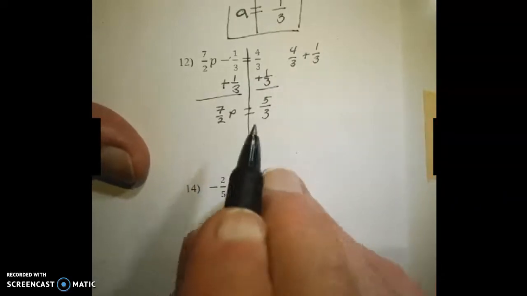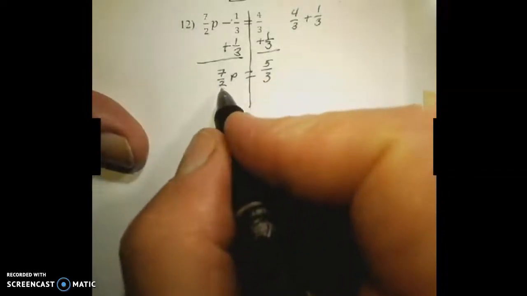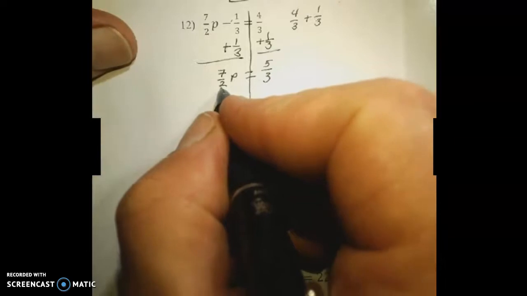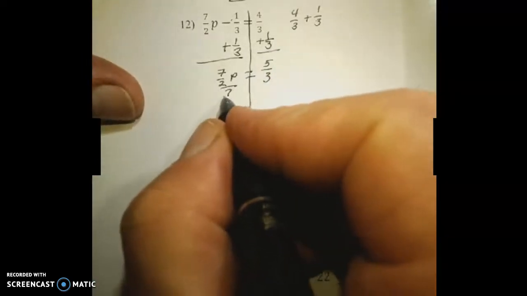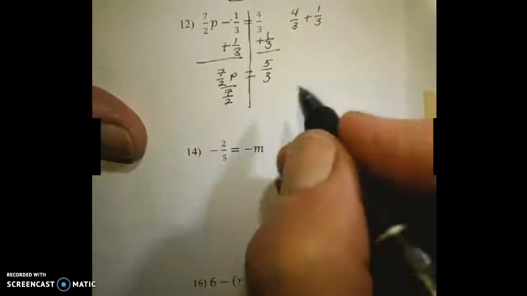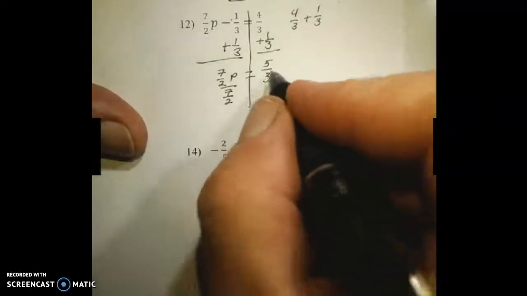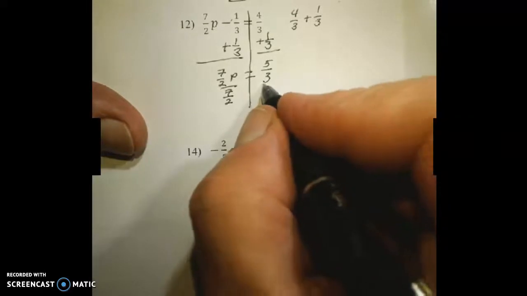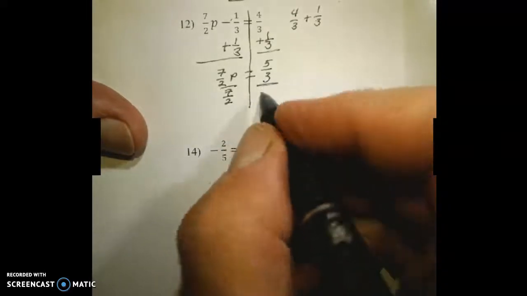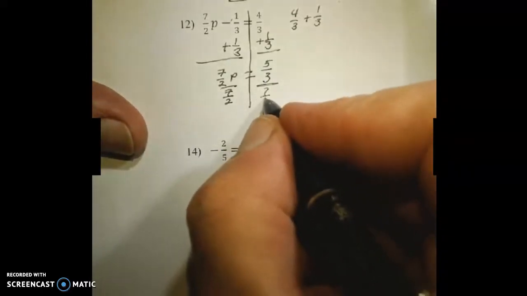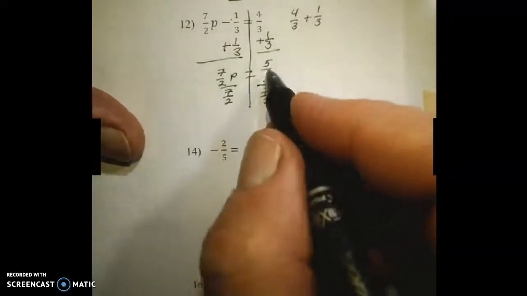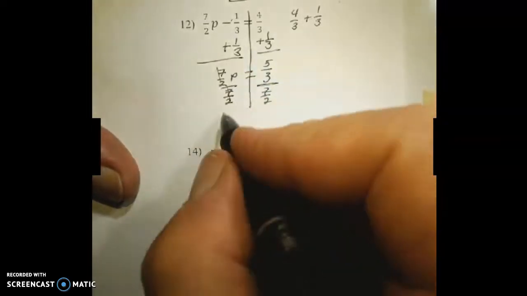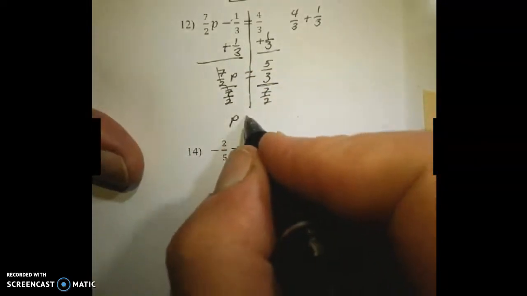Now, p is being multiplied by 7/2, so to undo that, you want to divide by 7/2. The quick way to show that, put a bar under it and put 7/2 under the bar. That's dividing by 7/2. Whatever you did on this side, do the same to this side, so divide it. Make that bar a little bit bigger. Divide by 7/2. Your next line, on the left side, these reduce. You get p by itself.